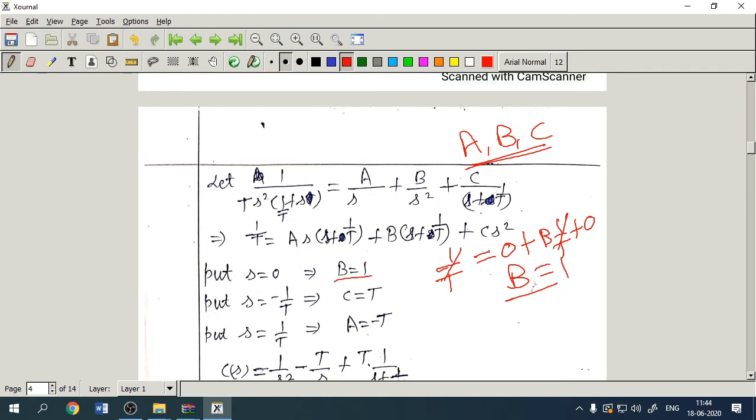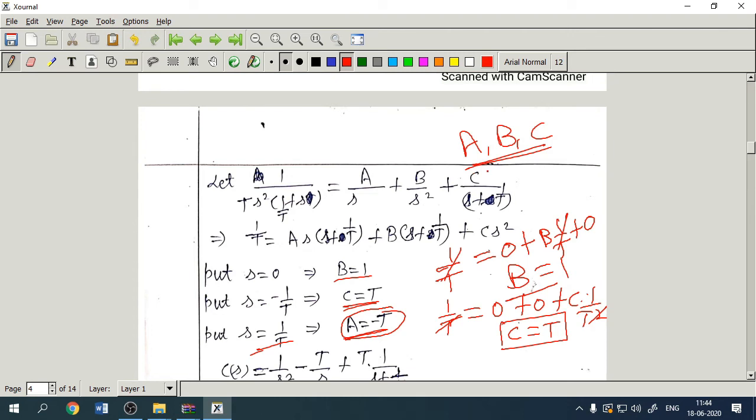And how will we find C? The second value: we put s equal to minus 1 upon T, then we find 1 by T. Putting s equal to minus 1 upon T means 0 plus C into 1 upon T square, right? We cancel out T and T, and the value of C is equal to T. The same way, we then find A, and A is equal to minus T.